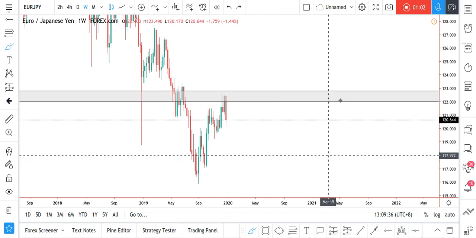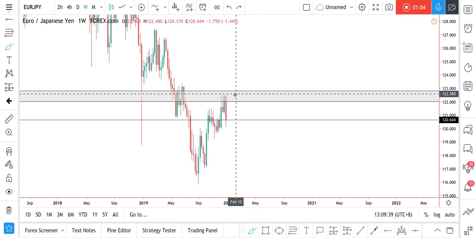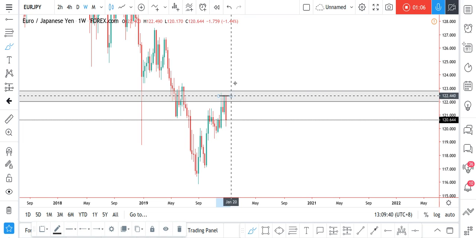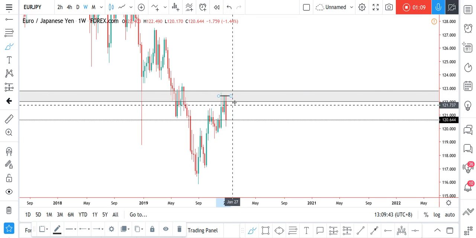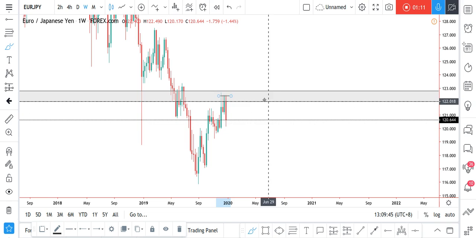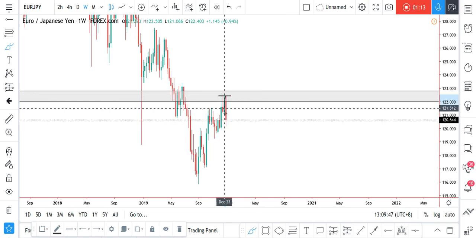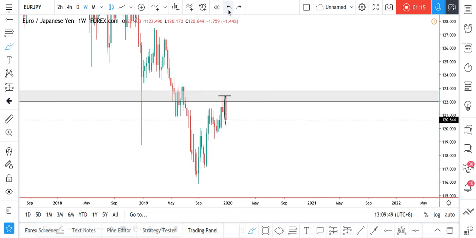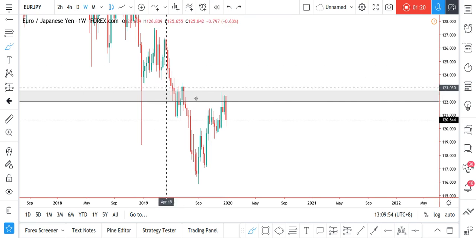So what is happening on the weekly time frame? We basically have an equal high over here. After an equal high, we can expect the market to make a double top, which it did make, and now it is expected to move to the downside from a weekly perspective. So this is what we have on the weekly.